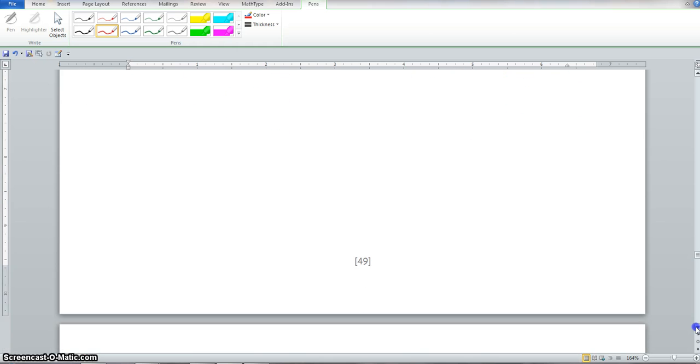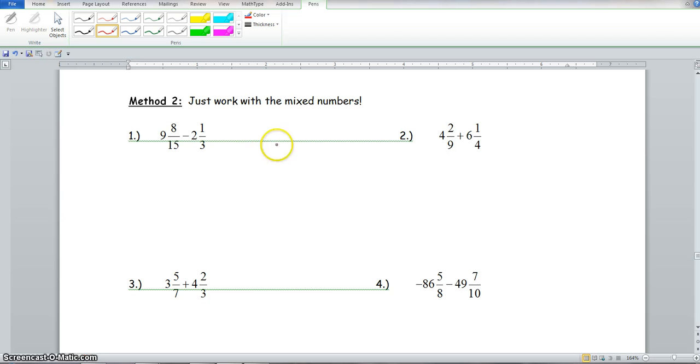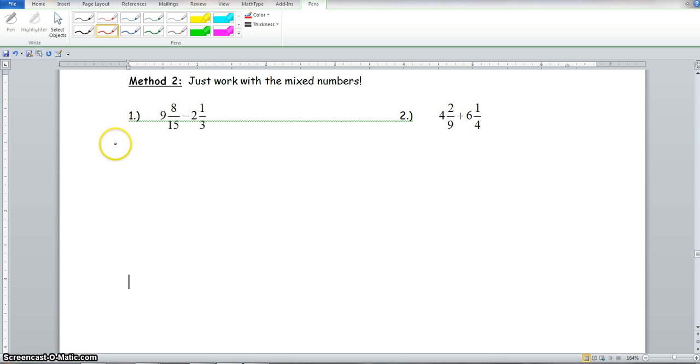Now, we scroll down here. And we're just going to use method 2. There's another method where you could change the mixed numbers to fractions and then subtract. But we're going to just use the method of just working with the mixed numbers. Now, the first thing we need to do is line these mixed numbers up. So we had 9 and 8/15 minus 2 and 1/3.